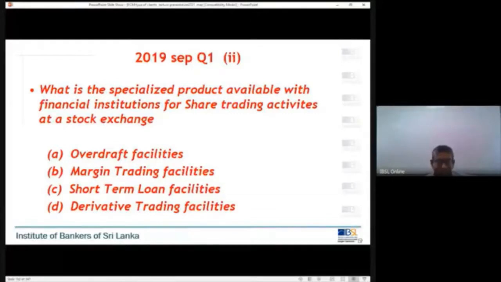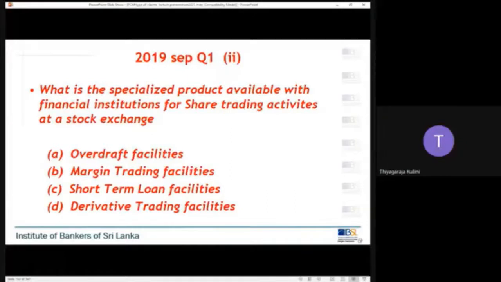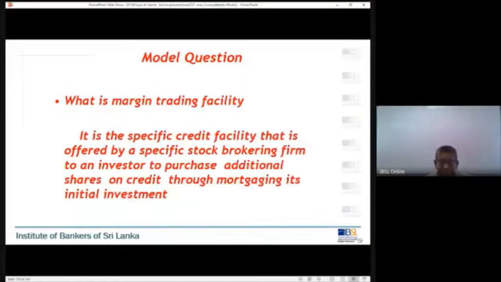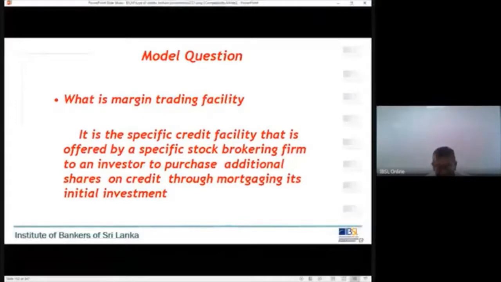So what's the answer? Overdraft? Not overdraft facility. What's the answer? B, margin trading facilities. Now you got the point, no? That is why I taught the same thing to my students in 2019 also. I didn't have that question, but students were in a position to answer what a margin trading facility is. Now I think you understood clearly.